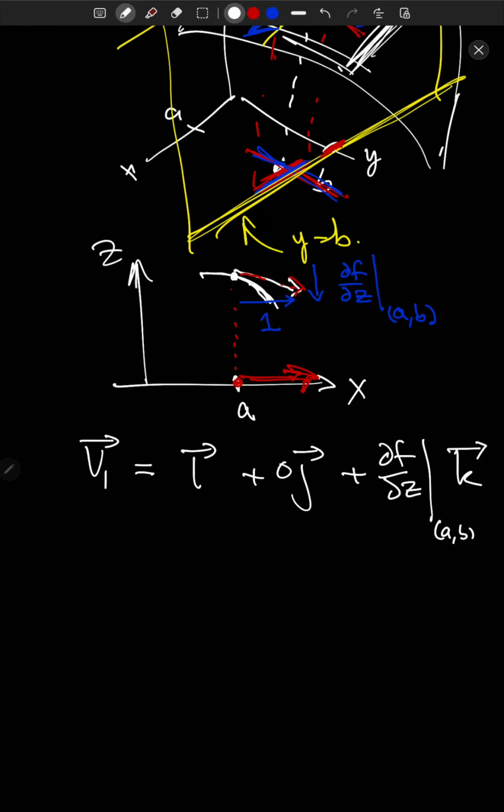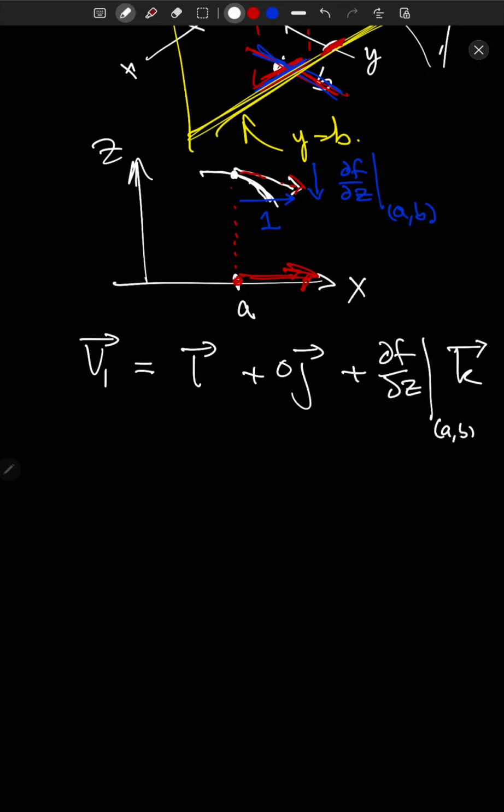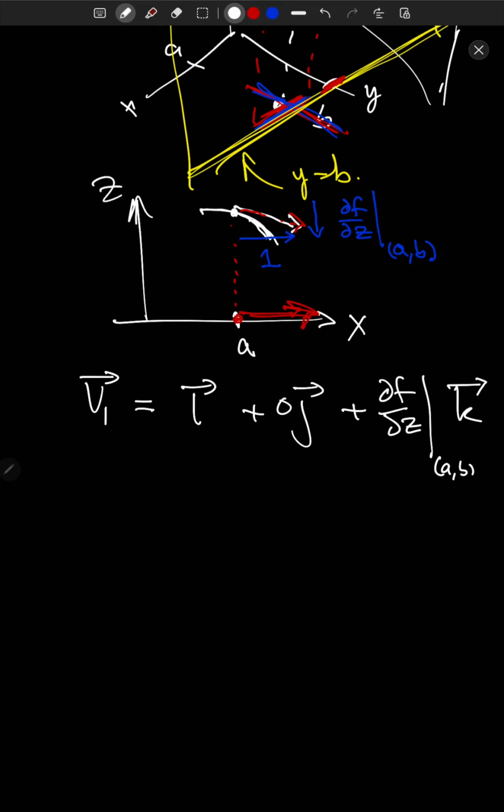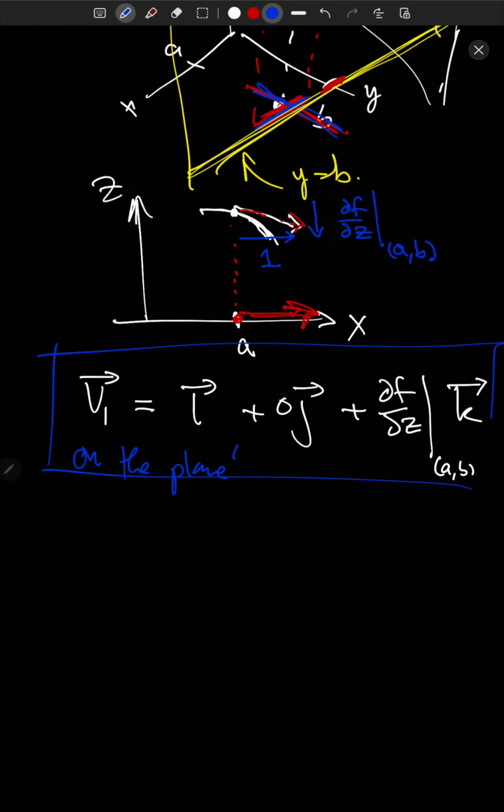Notice this is just a constant vector: 1 times i, 0 times j, df dx at a b, which is just a number, times k. The way I've drawn this picture, df dx is a negative number, which is not a problem. So this guy here is a vector that's on the plane that we're trying to figure out the formula for.